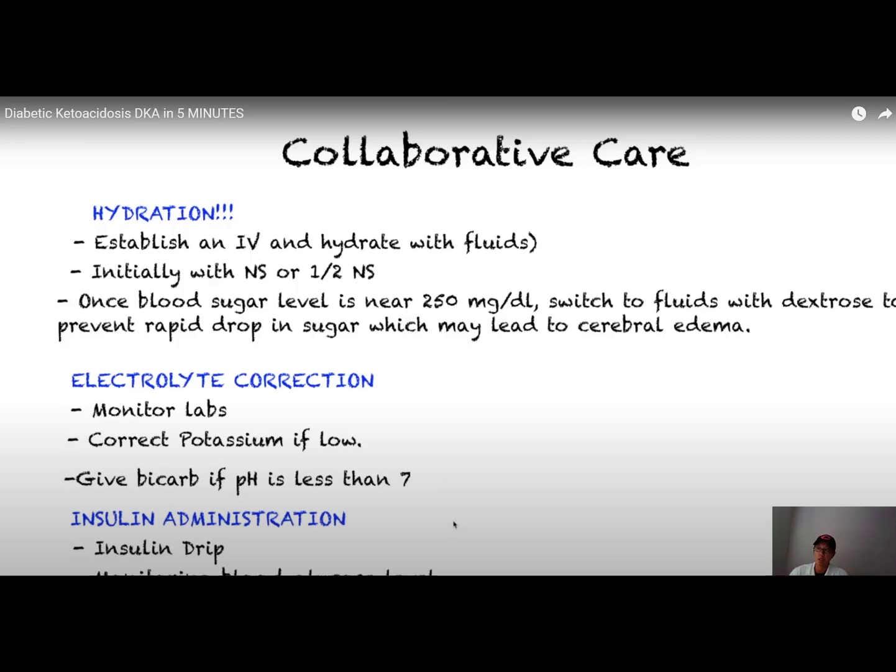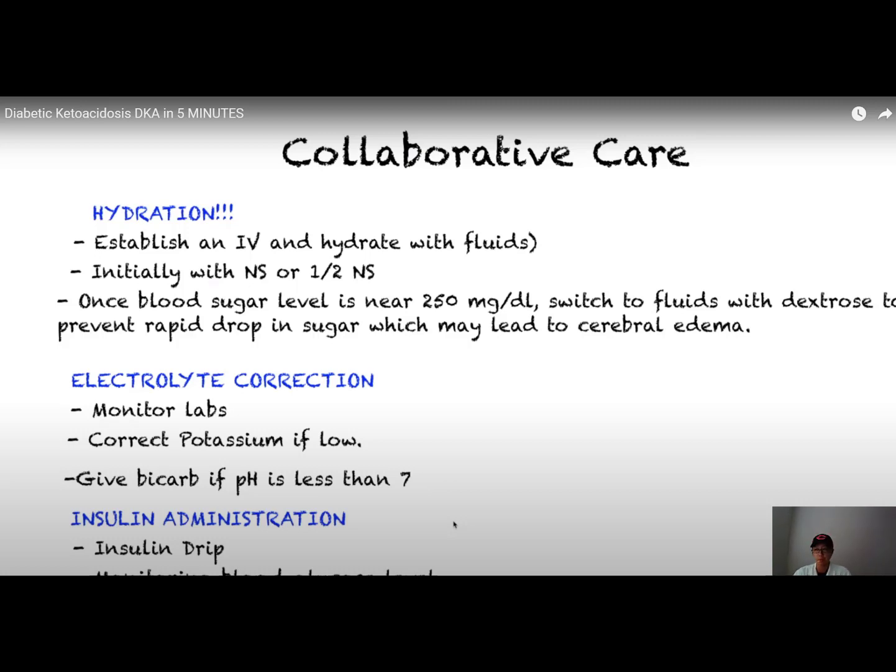When the video said to correct potassium if it's low, how do we know if the patient has low potassium, right? We check the labs. But in between this time, we should also be putting on a cardiac monitor to check the patient's heart rate and heart rhythms to see if there's any evidence of hyper or hypokalemia.